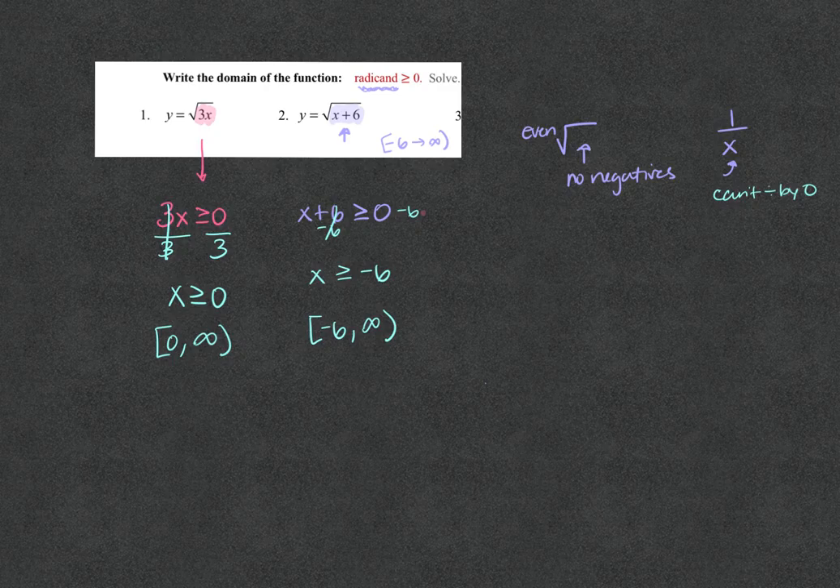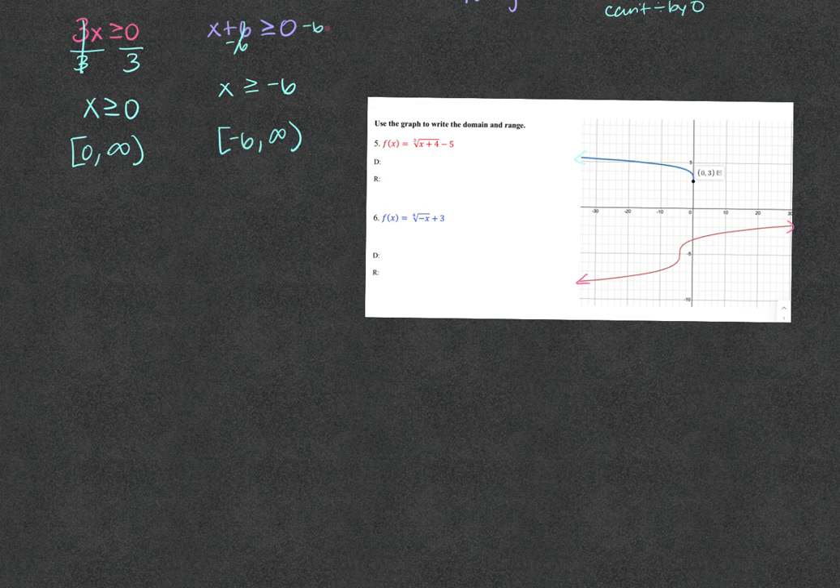So try the next few, and we're going to now check out how can you do domain and range when you have a picture. And finally, how do we tell what's going on when we have a picture?